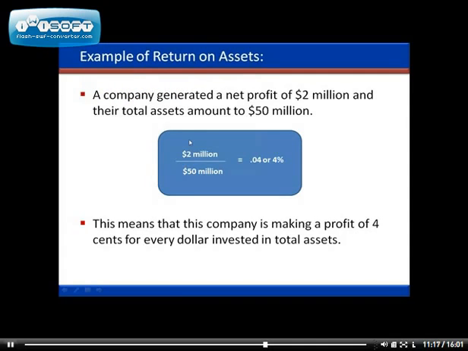So a company generated a net profit of $2 million and their total assets amount to $50 million. So in this particular case, the $2 million in profit, we will put that over the $50 million that they have in assets, and we come up with 4 cents or 4%. And this essentially means that the company is making a profit of 4 cents for every dollar invested in total assets.